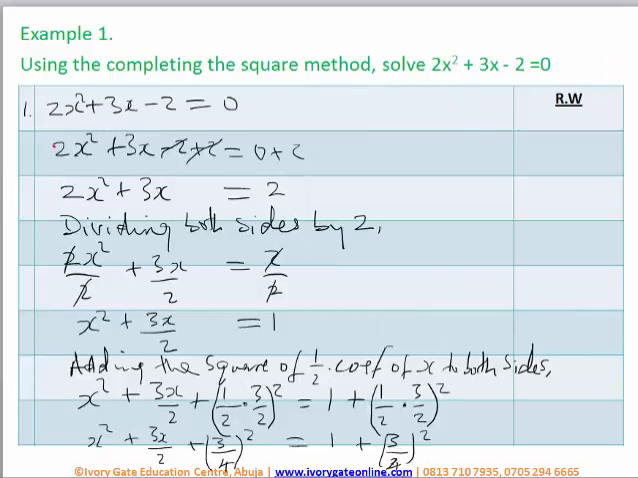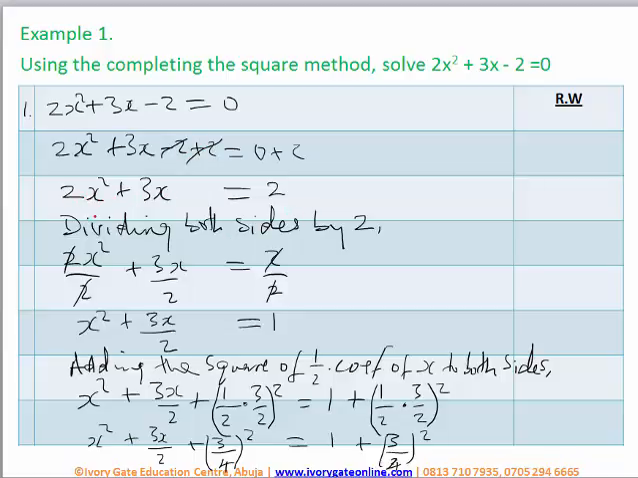Okay, so given 2x squared plus 3x minus 2 is equal to 0, the first thing to do is to move the constant to the right hand side of the equation. So we do that by eliminating minus 2. How do we eliminate that? By adding plus 2 to both sides. By the time we do that, we have 2x squared plus 3x is equal to 2.